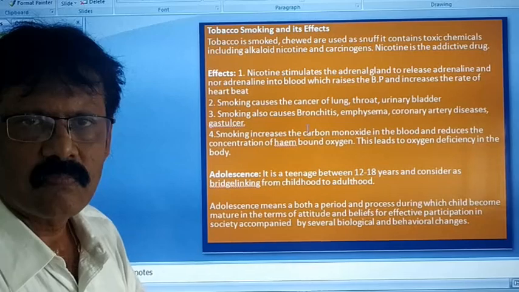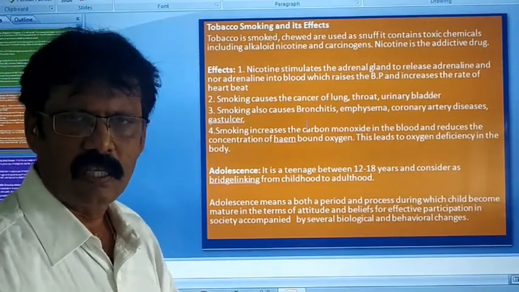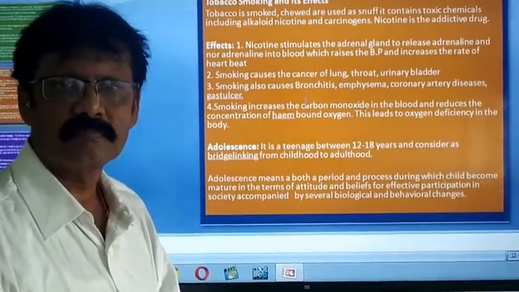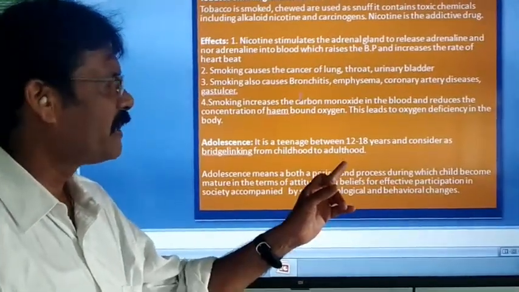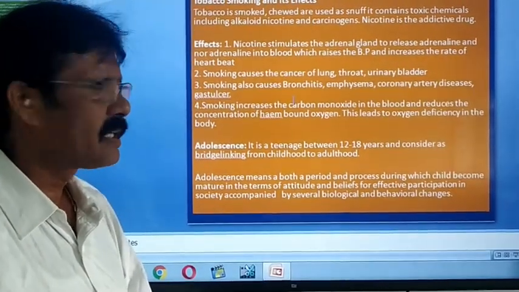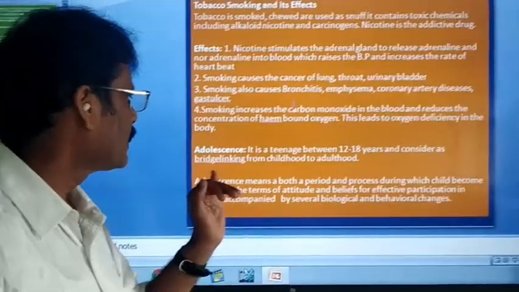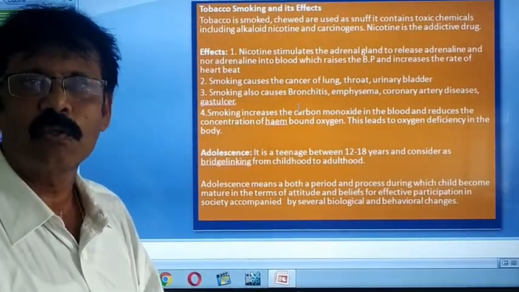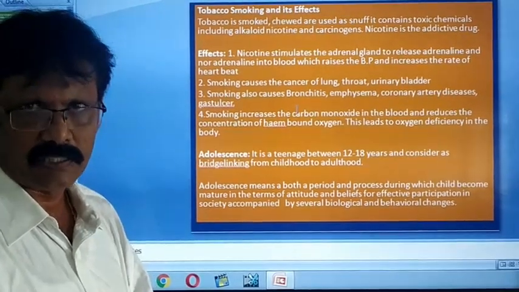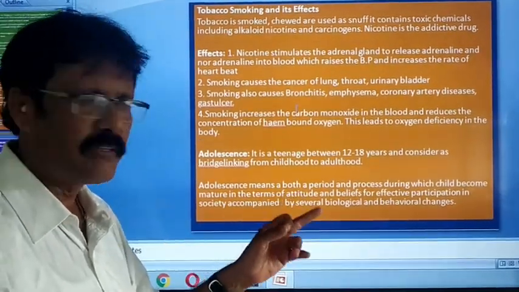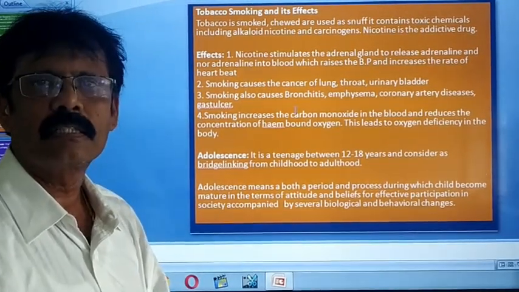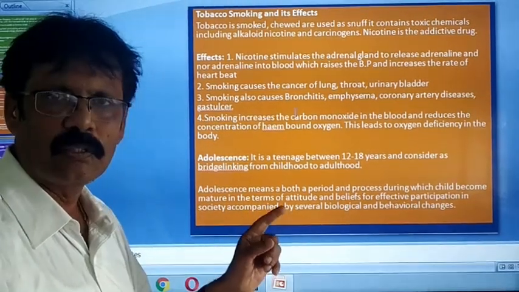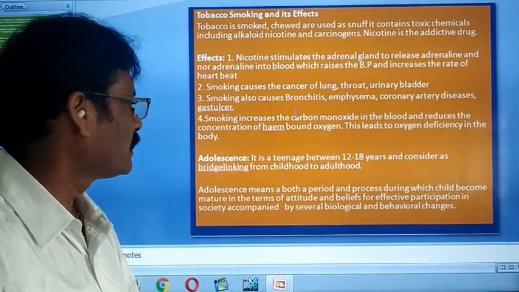So next one, adolescence. What is adolescence? It is the teenage period between 12 to 18 years, and it is considered as the bridge linking childhood to adulthood. That is called adolescence.